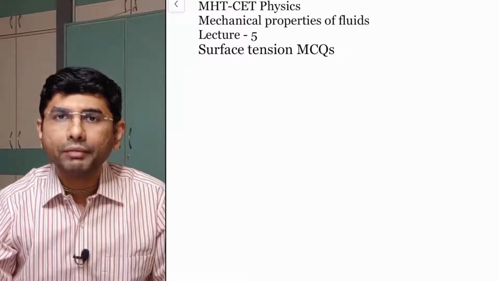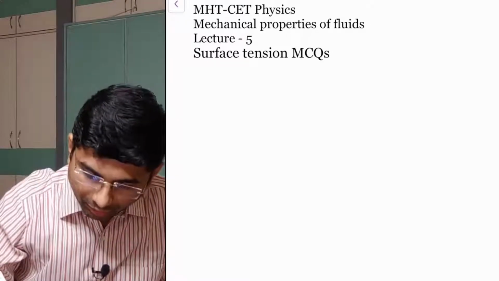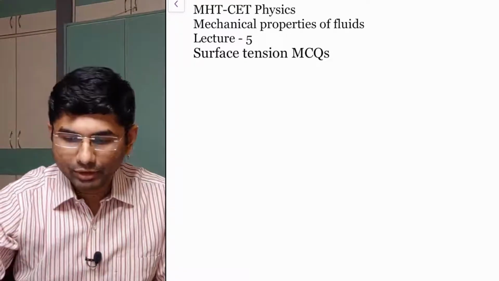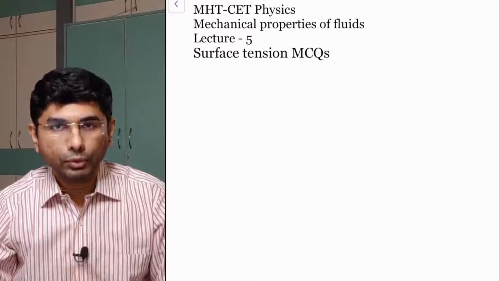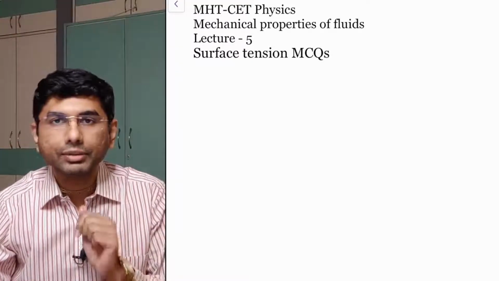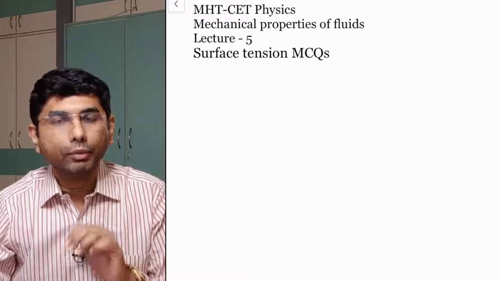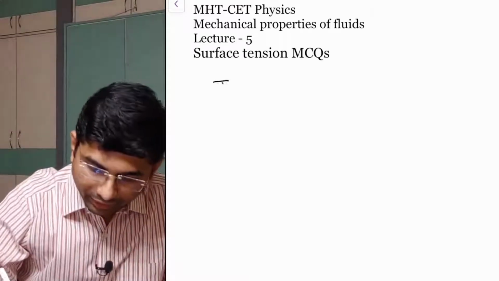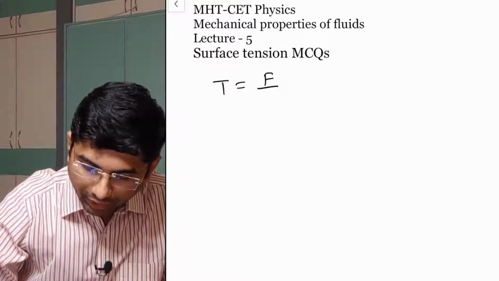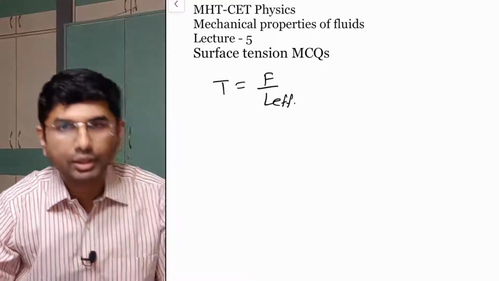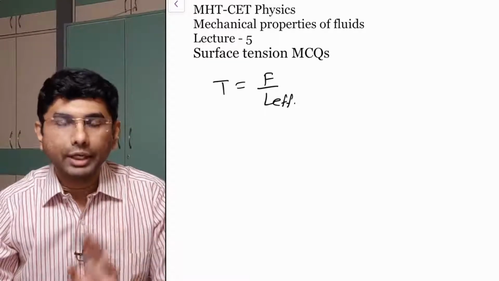Okay, some of the formulae which we have seen last time. First, surface tension. We have already seen that surface tension is not a force. That's why its unit is Newton per meter. Surface tension T is equal to force upon length. Now this length is the effective length. How to find the effective length, we have already seen in the last lecture.